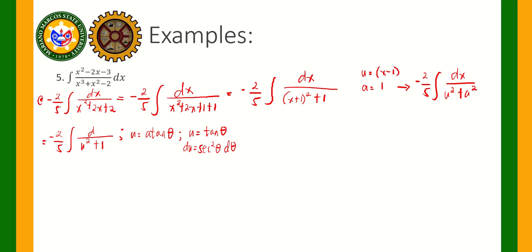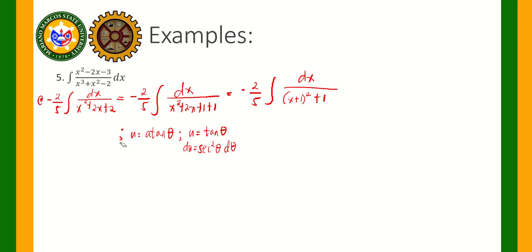Let's replace this with u. So du over u squared plus a squared. Okay, let's repeat this part, so I'll erase it first because you might get confused. I also got confused. So let's repeat this part. Our u is equal to x minus 1, and our a is equal to 1.